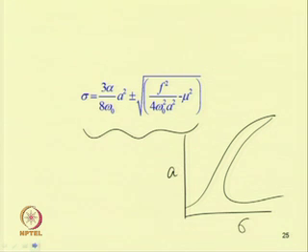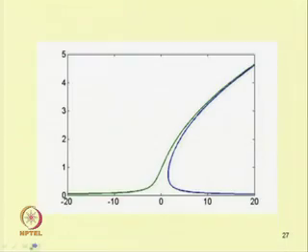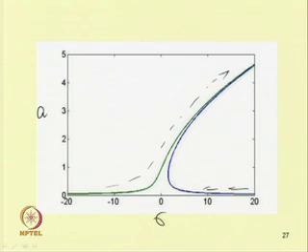The steady state response will be stable if the real part of the eigenvalue is negative, and it is unstable if the real part of the eigenvalue is positive. So, one can study the effect of nonlinearity. Here, by sweeping, if it is supercritical, one can follow this curve. It will go up, but while sweeping down the frequency, this is A versus sigma.